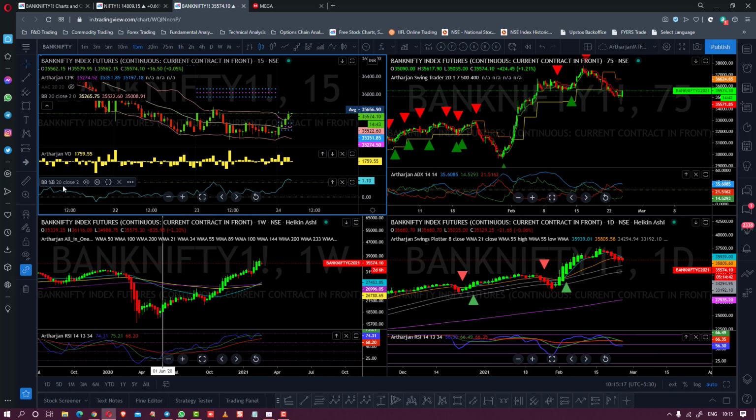I have also tried to use the Bollinger Band. Now Bollinger Band is an indication of volatility. So on a 15-minute time frame, I want the volatility to increase so that I can take a trade in the direction of the main trend.